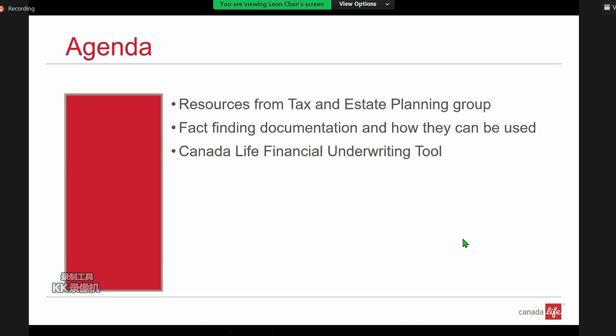From there, we go into the bulk of the presentation, looking at fact-finding documentation, going over one of the two tools, the fact finds that Connie had shared in the chat already and how they can be used, as well as the shorter form fact find. And last of all, showing you how the Canada Life financial underwriting tool looks. It was created by the financial underwriters over at head office. So even in my role here, I find it extremely useful when it comes to discussing cases with our advisors here.